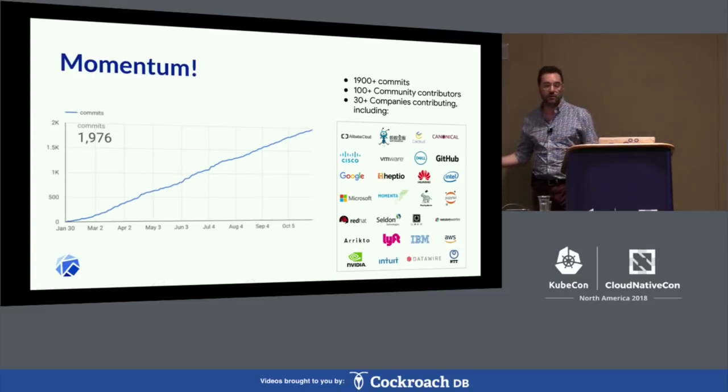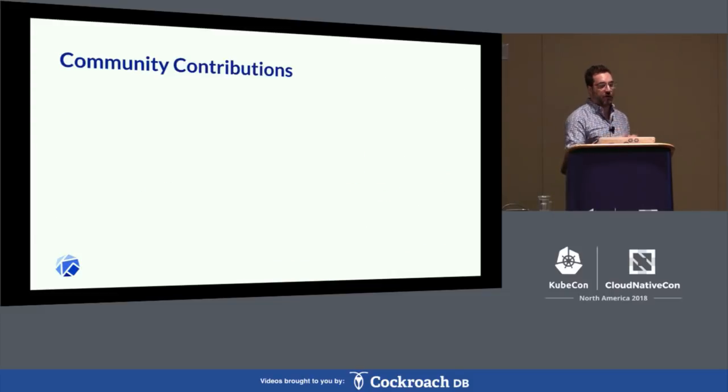In the past year, we have had tremendous momentum. Over 1,900 commits, hundreds of community contributors, 30 plus companies contributing, including a set of the people that you see there. And though it certainly started at Google, it is not remotely Google only. GitHub, LinkedIn, Intel, the Jupyter project, Red Hat, Seldon, IBM. These are just a small set of people who have already contributed upstream and helped make Kubeflow a truly community-driven project. And by that, I mean the following.